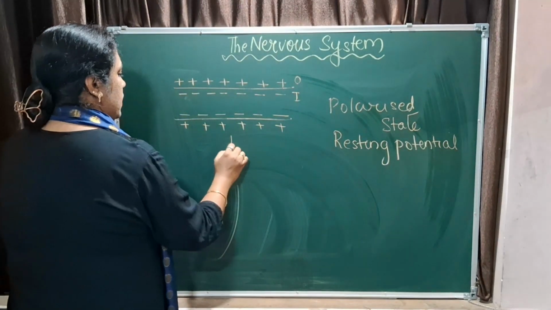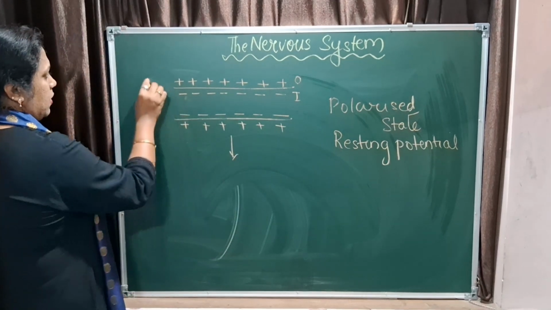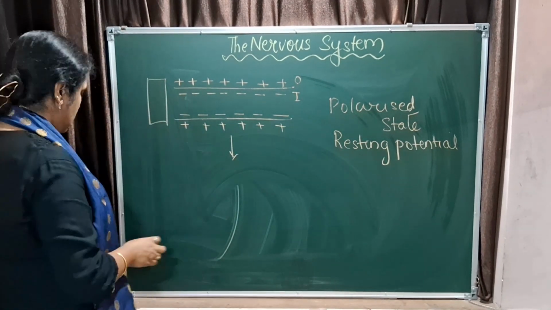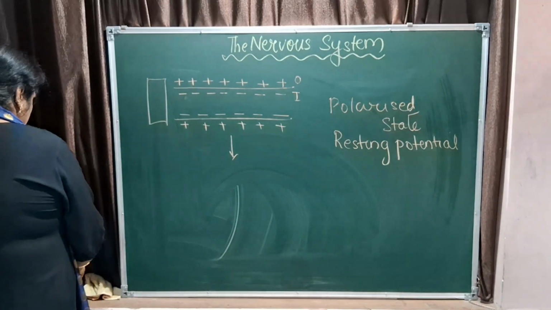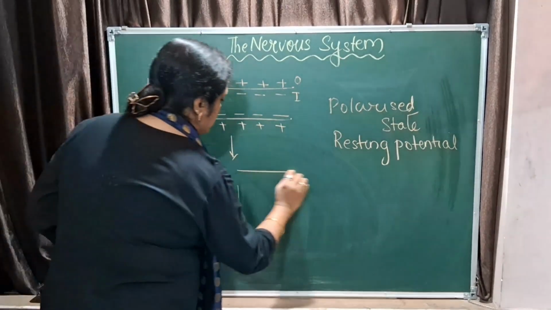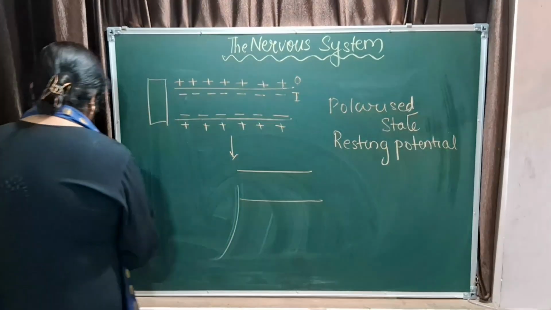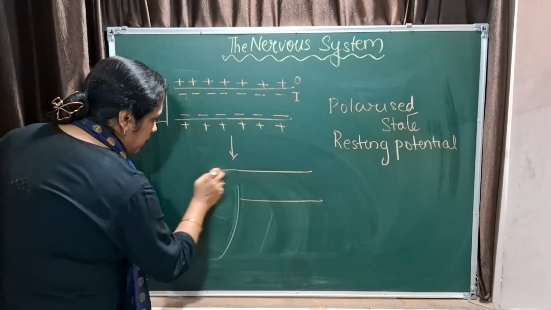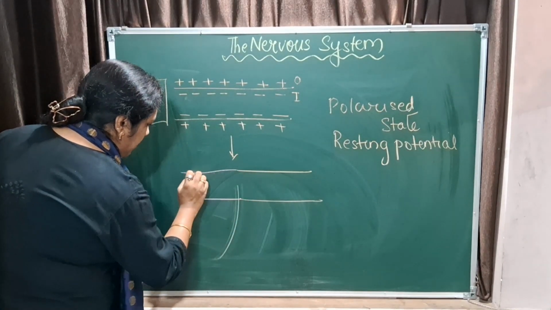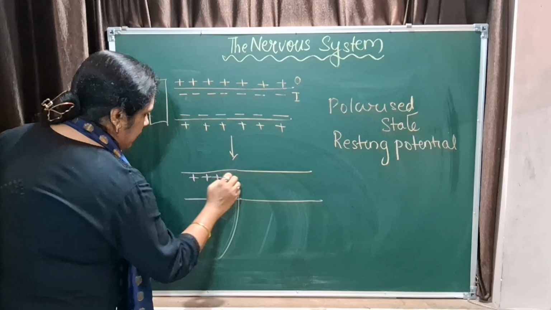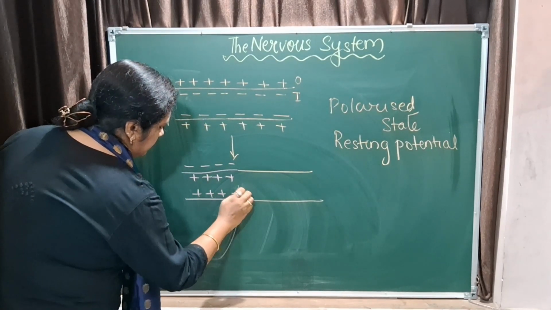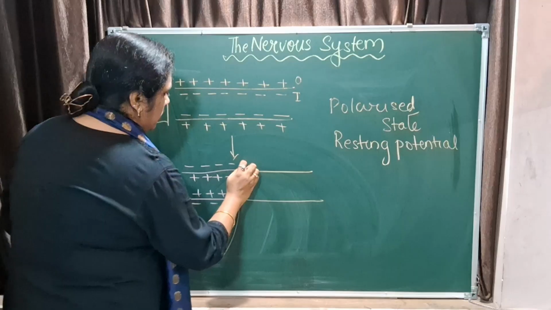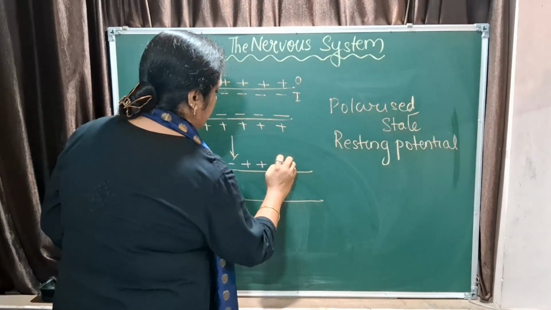Then what happens when the impulse hits the neuron is that the positive ions move inside and the negative ions move outside. I'll show that with a different color. So positive comes inside and negative is outside. This is different from the normal resting potential.